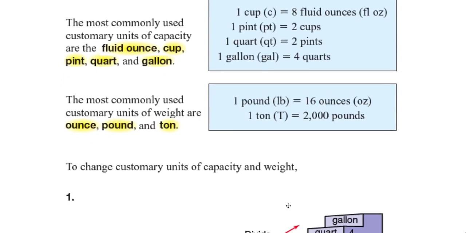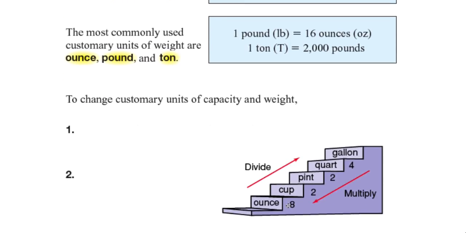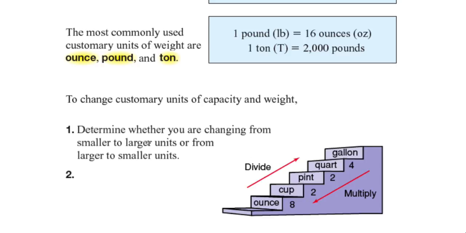Okay, and there's a rule to change customary units of capacity and weight, and we'll talk about this staircase. First, determine whether you are changing from smaller to larger units or from larger to smaller units. If you're changing from smaller to larger units, you divide, meaning if you're going up the staircase, you divide. Let's think about the ounce being at the very bottom of the staircase because that's the smallest unit, and the gallons at the top of the staircase because that's the biggest unit. So when you're going up the staircase, you divide.